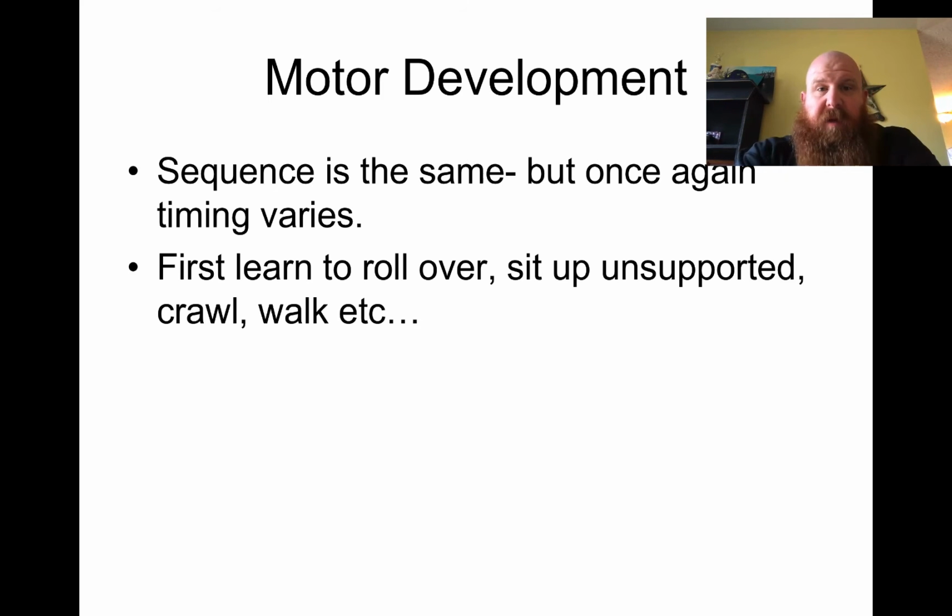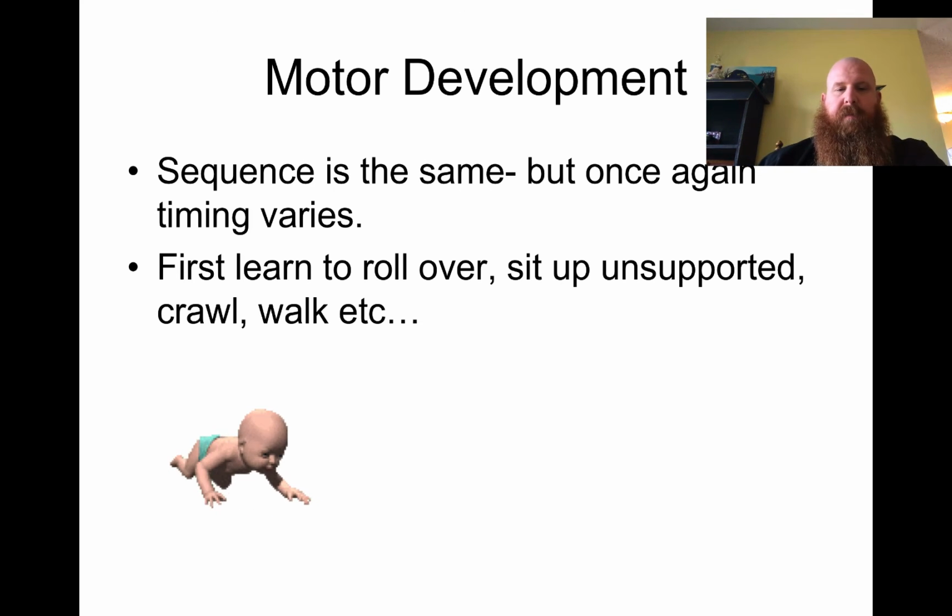With motor development, motor meaning your dexterity and your motor skills, the sequence is the same again, but once again, timing varies. Usually, what happens is that babies will first learn to roll over, and then they'll learn to sit up without help. Then they learn to crawl. Then they learn to walk. Then they learn to run. So that's all pretty much the same.